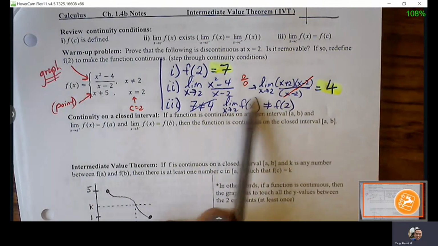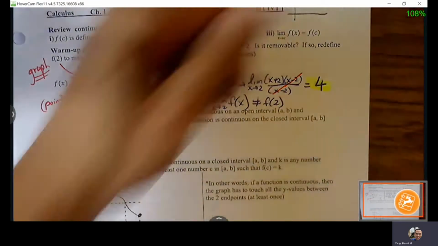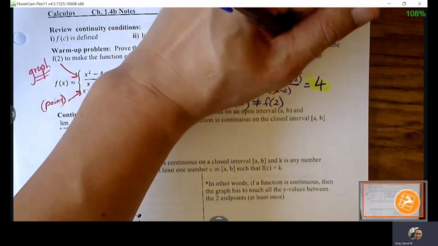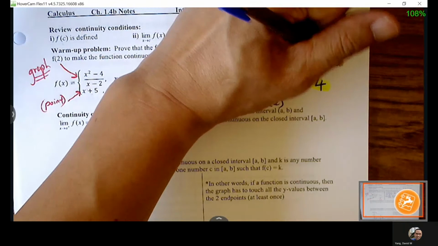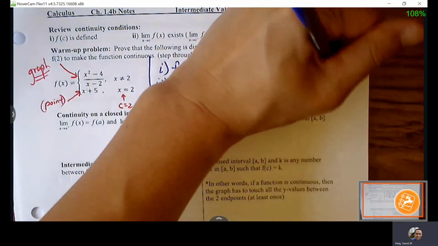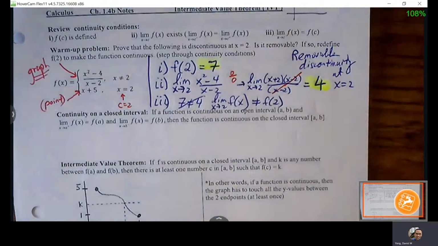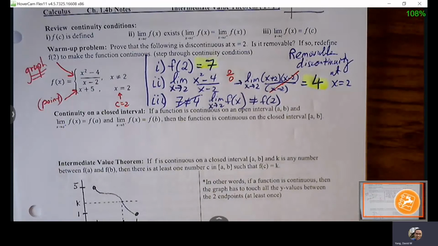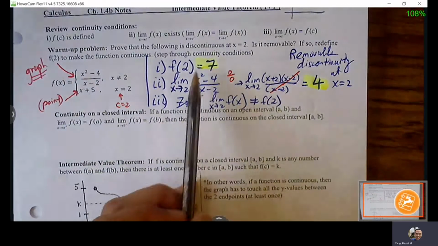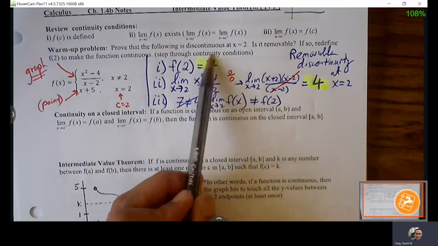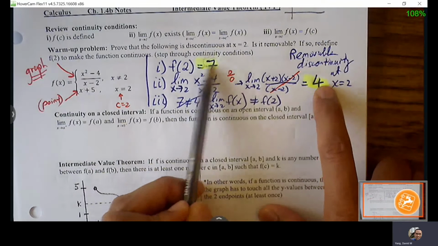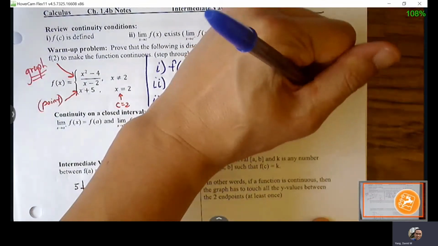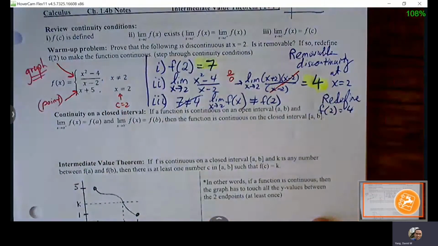Now, this fails, which means what type of discontinuity? So removable discontinuity at x equals 2. If I want to redefine f of 2, I will redefine f of 2 as what to make it continuous? 4, right? I would force this to be a 4 if I want everything to work out. So I would redefine f of 2 equal to 4 if I want it to be continuous.